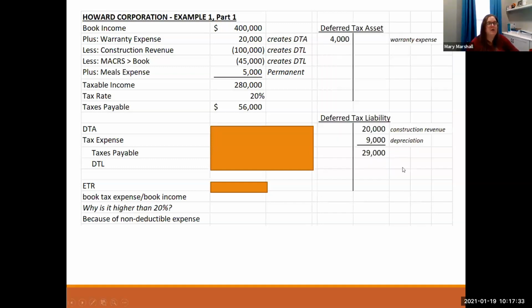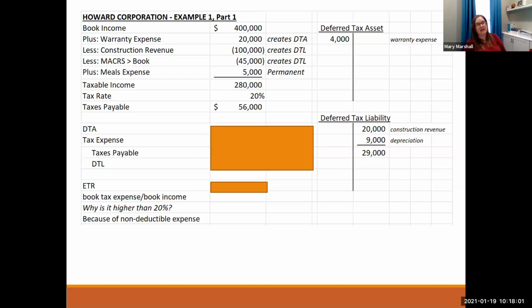To do that, we'd use T accounts. We're going to go back to the very basics. So for the deferred tax asset, we have one thing that created a DTA, and that was warranty expense. So there was $20,000 in warranty expense that we could not deduct for tax purposes. Why is the DTA only $4,000? Yes, so the tax rate is 20%.